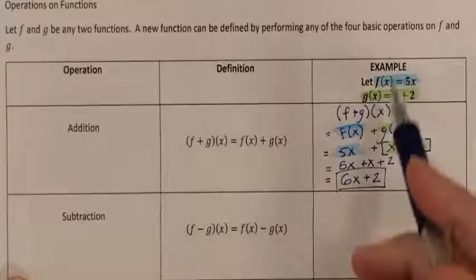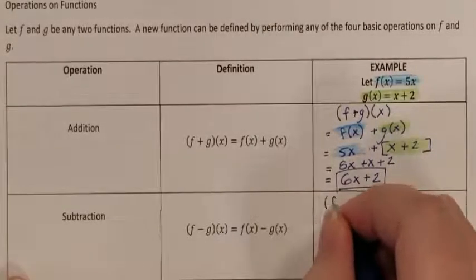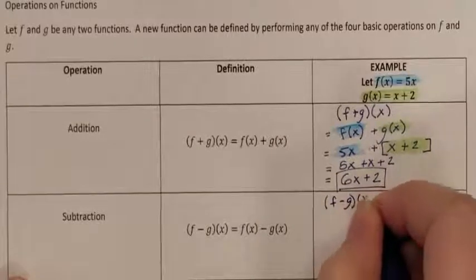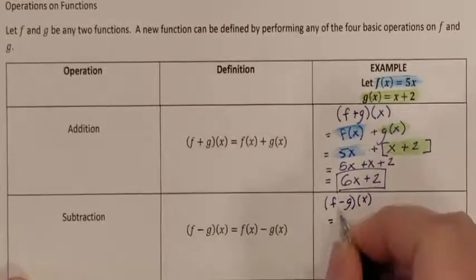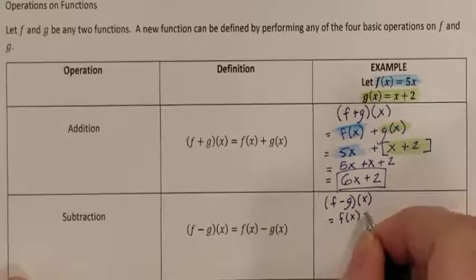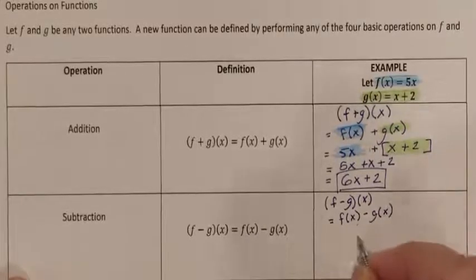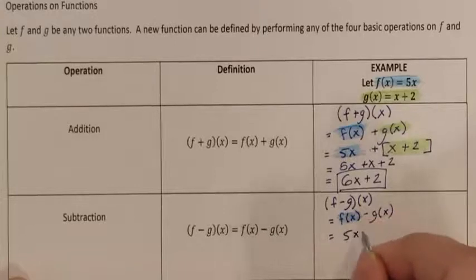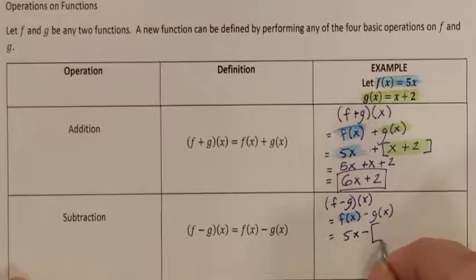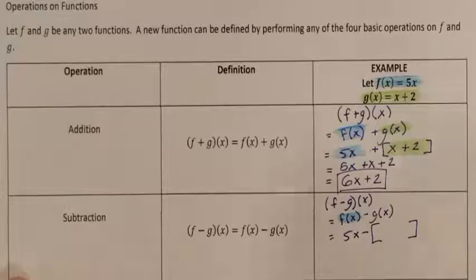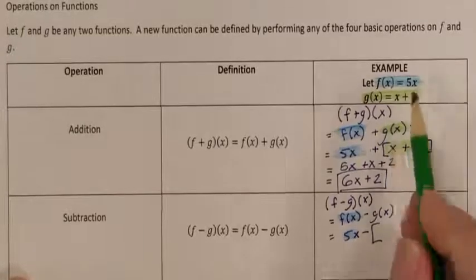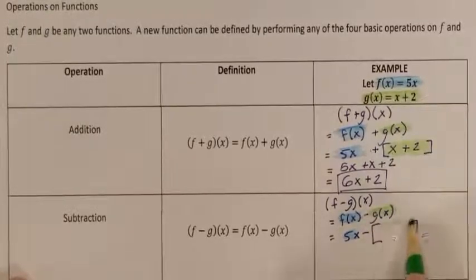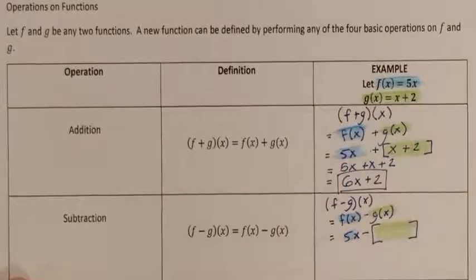So let's go ahead and do our first example. I am being asked to do f minus g of x, which says I'm supposed to take the entire f and subtract the entire g. So I see that my f is blue, so I need my blue f, which is a 5x, and I'm supposed to subtract the entire g rule. And that entire g rule is an entirety of x plus 2.